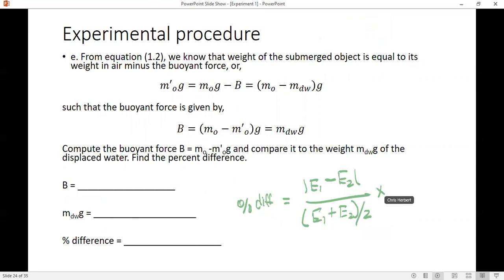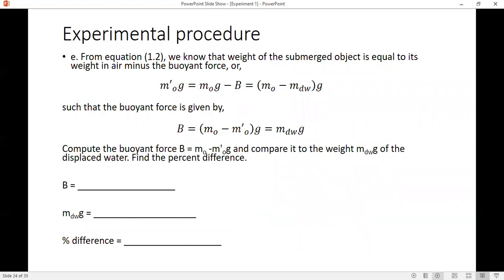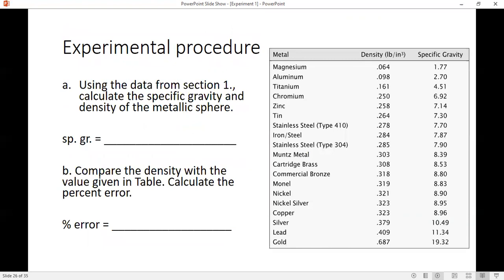Okay, then times 100%. I don't think I included the 100%. So that's part one and part two of the experiment. Let's go to the next part.